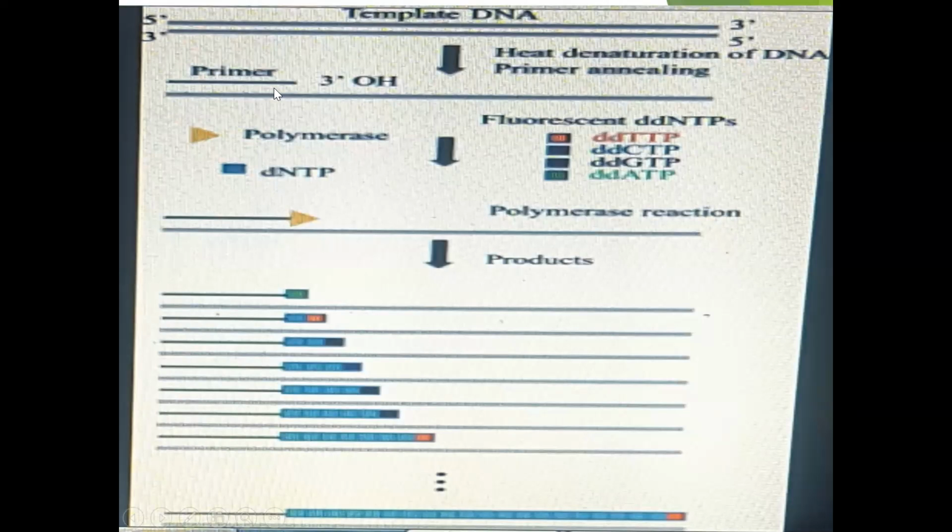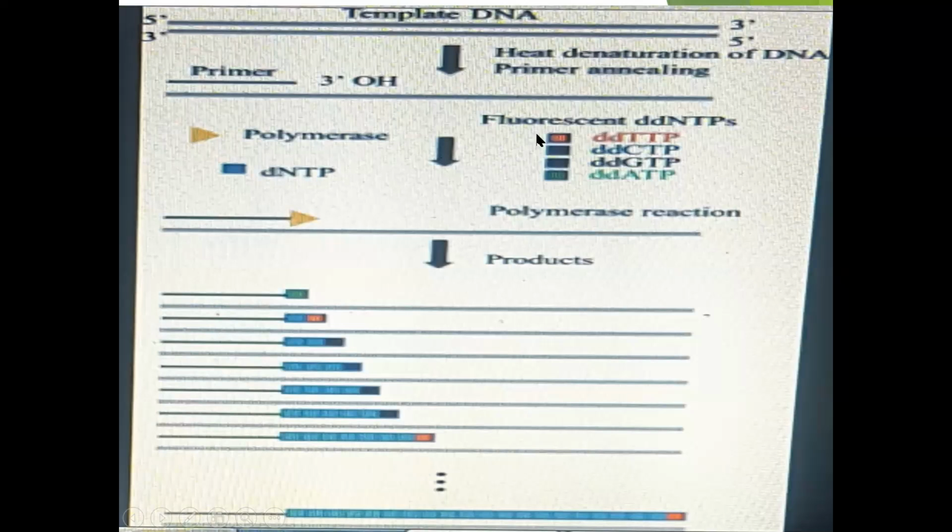Primer is required for the initiation to take place, with its free 3' hydroxyl group. And the other requirements of the reaction are, of course, polymerase enzyme for catalyzing the DNA polymerization reaction, and dNTPs, which are precursors for DNA synthesis.